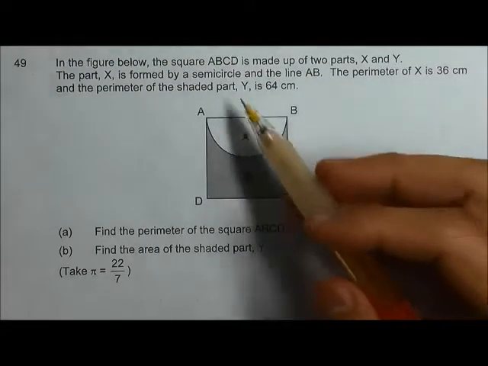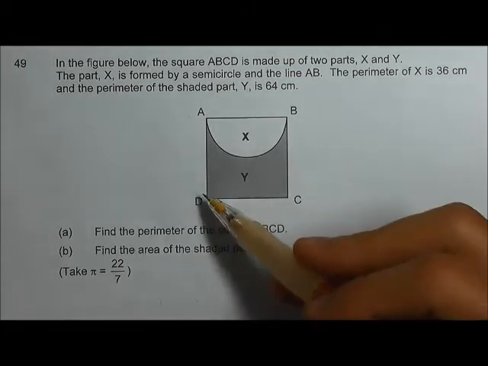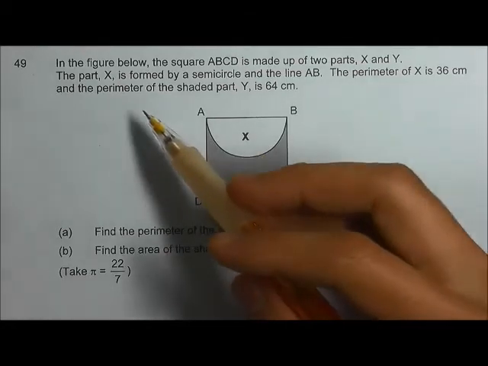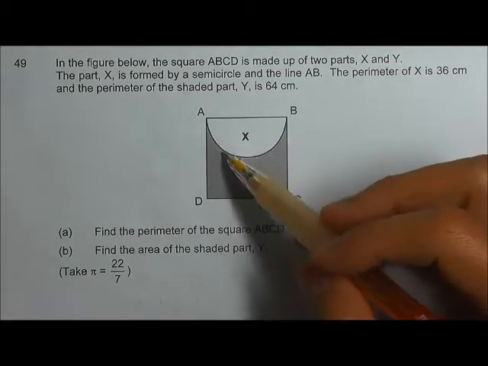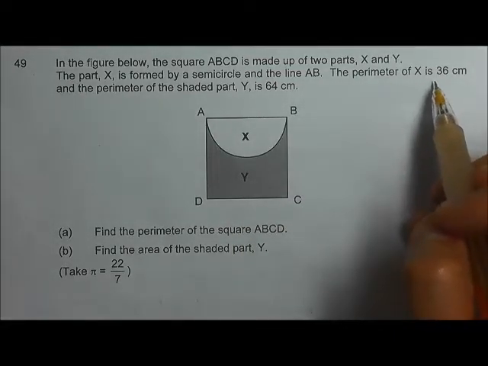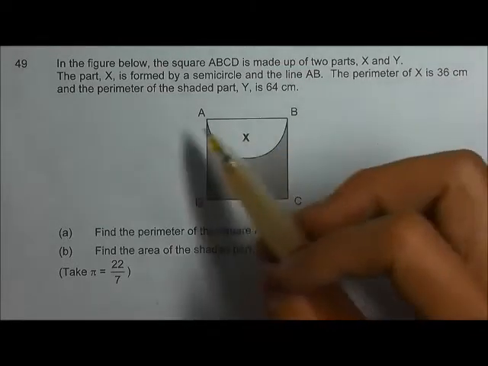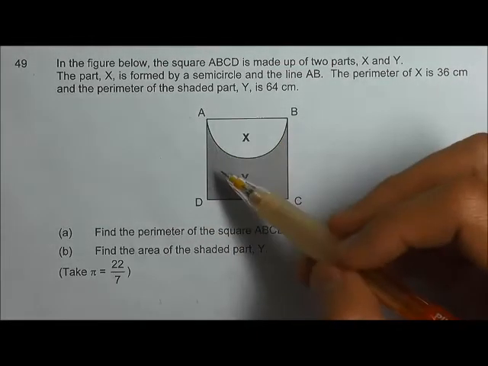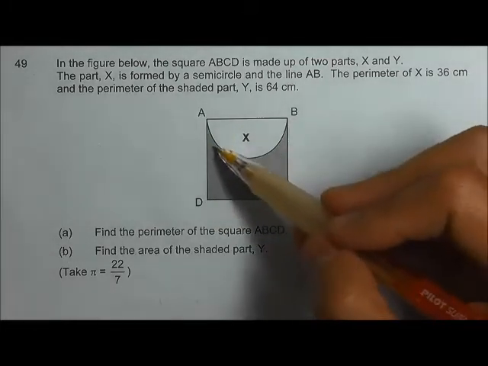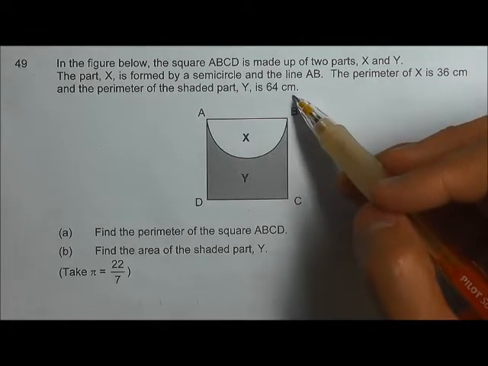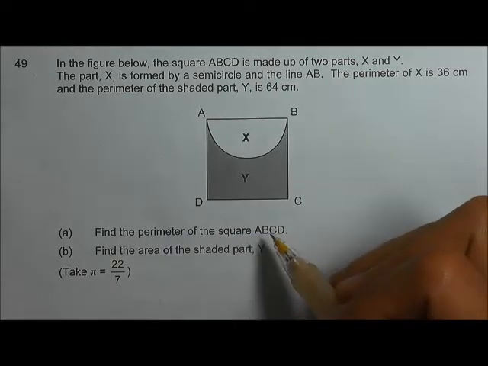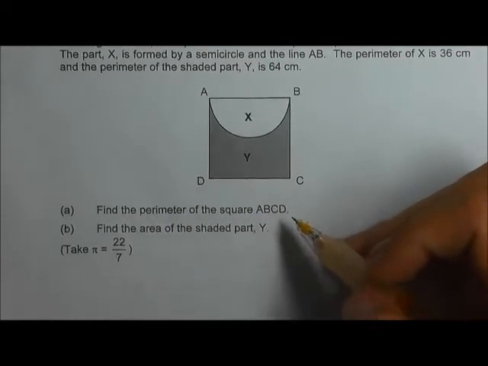Okay, in this figure we have a square ABCD and it's made up of 2 parts, X and Y. The part X is formed by a semicircle and the line AB. And the perimeter of X is 36 cm. The perimeter of the shaded part, which is AD, DC, CB plus this arc here, is 64 cm. So first of all, we have to find what is the perimeter of the square ABCD.